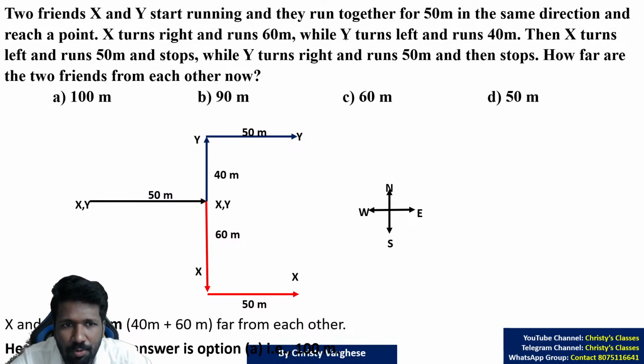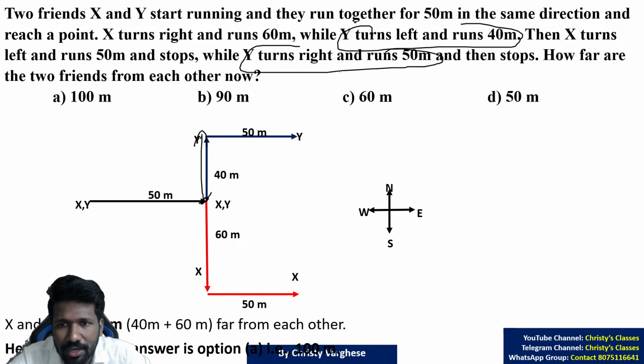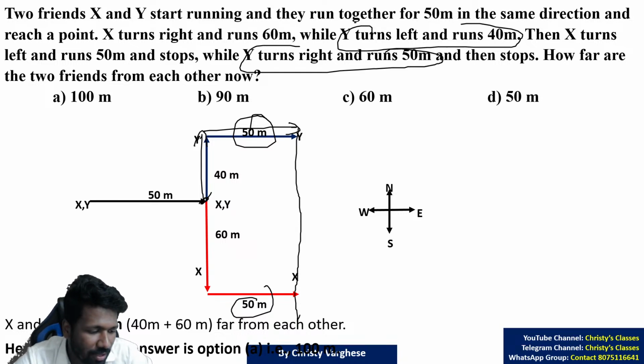In the same way you represent the movement of Y after reaching here. Y turns left and runs 40 meter. From here left means this direction. Then the question says, after that Y is turning right and running 50 meter. So right is this direction, 50 meter. So this is 50, this is 50. That means they are on the same straight line itself. They are on the same vertical line itself.